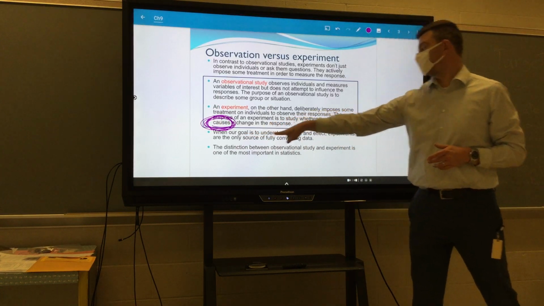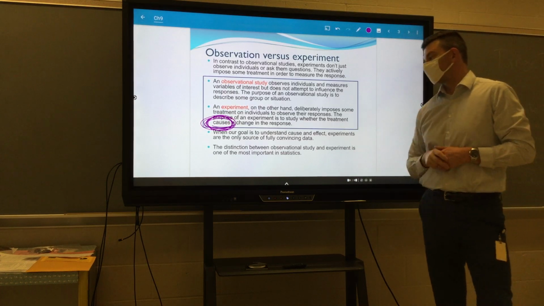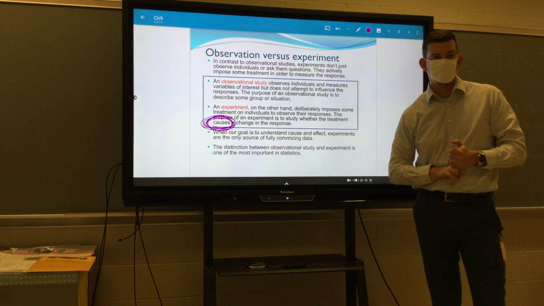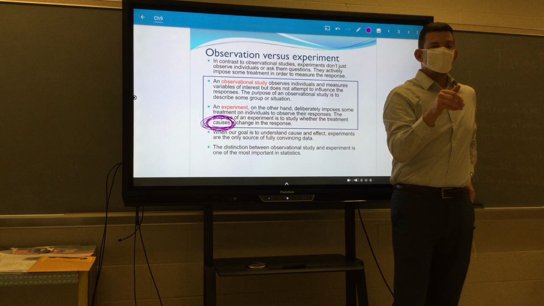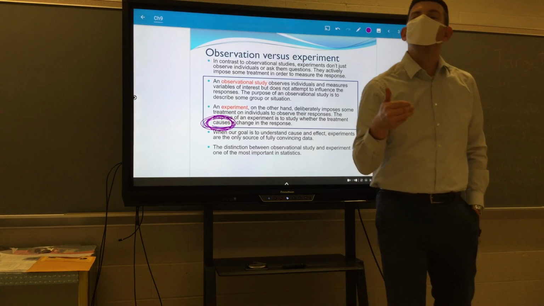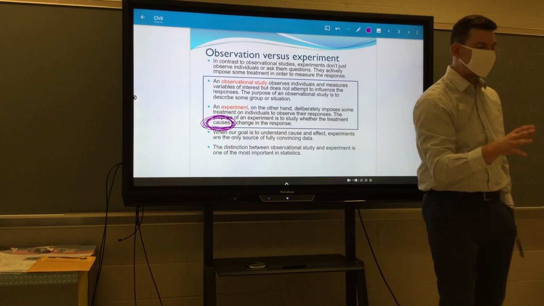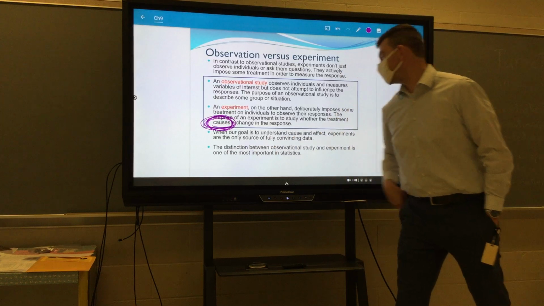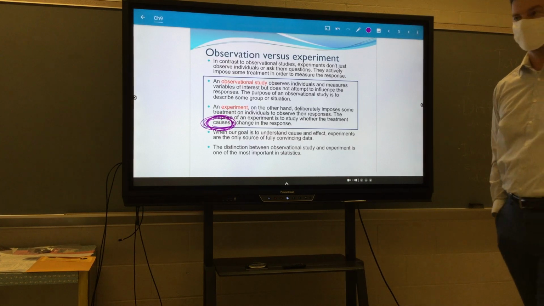When our goal is to try to understand cause and effect, experiments are the only source of fully convincing data. You need to do it. If you want that possibility of concluding a cause and effect relationship, you have to do it as a randomized experiment. The distinction between observational study and experiment is one of the most important in statistics, as I said.